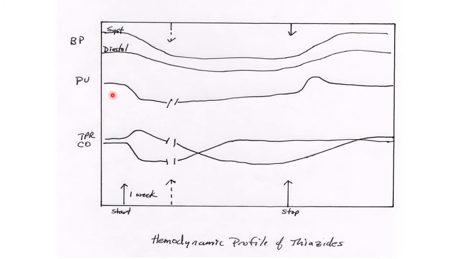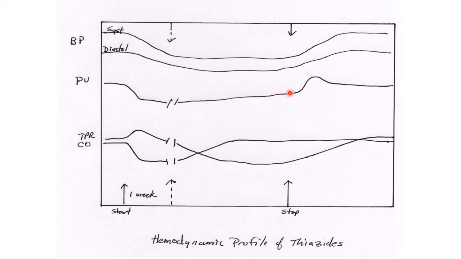So if you were to look at this on a graph, you're looking at blood pressure, systolic, diastolic, plasma volume, total peripheral resistance, and cardiac output. You can see that initially when you start a thiazide, you have drops in your blood pressure. You're going to notice a drop in plasma volume due to the diuretic effect, and then total peripheral resistance is going to go down initially. Cardiac output is going to go down initially, but your body's going to want to respond to that by holding on to more plasma volume.